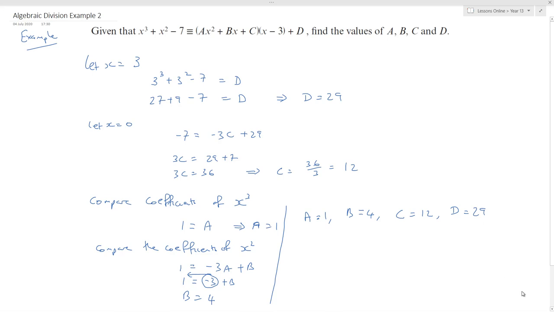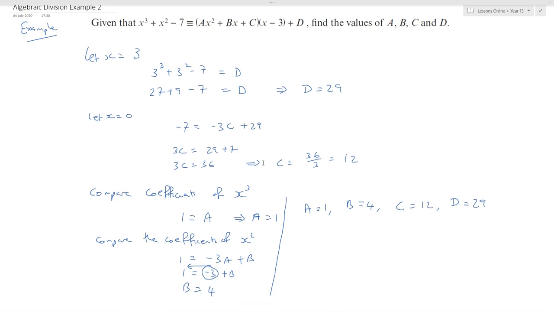Let's just make a little bit more room on the page. So I can rewrite the initial expression which we were given as x cubed plus x squared minus 7 is equivalent to a is 1, so that's x squared, b is 4 plus 4x, c is 12 plus 12 times x minus 3 is equal to plus d plus 29.